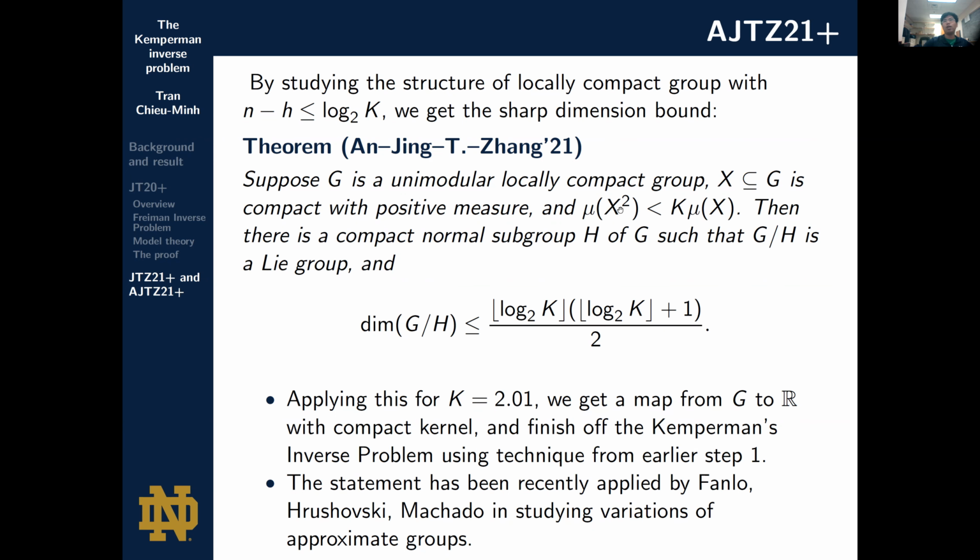One comment is that if you agree that this assumption, the measure of x squared smaller than k times the measure of x, is a kind of structure assumption or NIP assumption or whatever, then this theorem has a similar form to a kind of Pillay conjecture. From a very big group, you have a quotient that is small, so you have a small dimension representation. Also, this theorem was applied by Van Hoo, Udi, and Machado in studying some variation of approximate groups, which very likely you will see tomorrow.